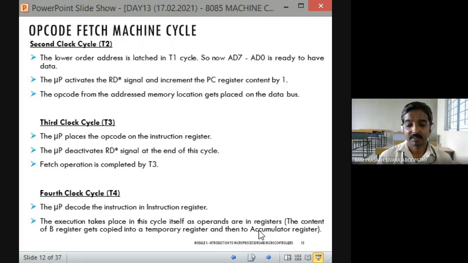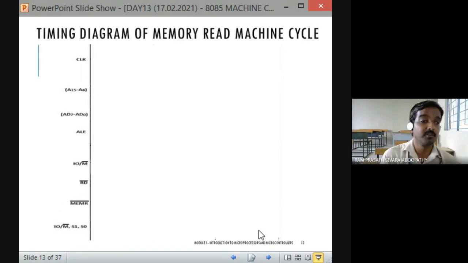Now we will go with the timing diagram of the memory read machine cycle. What do we have to do for a memory read? Can you type it in the chat? As we said for opcode fetch, the address has to be sent. It has to generate the ALE signal during the T1 state, so the address is latched into the latch. So the address is available after the T1 state.